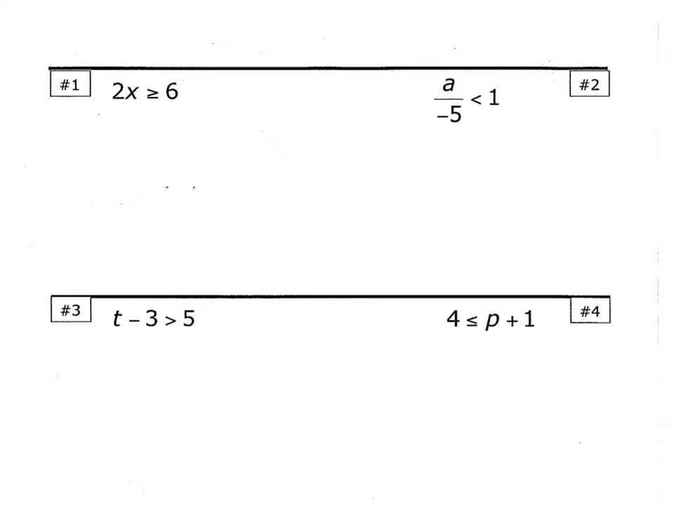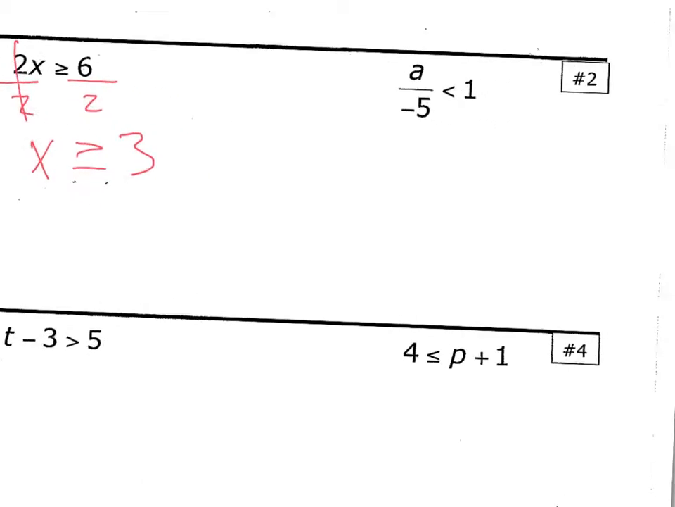All right, let's try a few examples. Some of these are going to use our rule that we learned, and some of them aren't. Okay, so number 1, we know we have to undo multiplication with division, and we're going to divide each side by 2. Well, we're dividing by a positive number, so we know that the inequality is going to stay facing the same direction, and we end up getting x is greater than or equal to 3. So that one we don't have to do anything to the inequality.